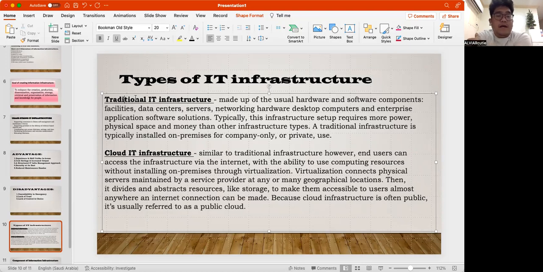So dito sa cloud IT infrastructure, for example, sa system namin dito sa Saudi, meron kaming ginagamit na Epic. Yun yung cloud infrastructure na na-access namin, na-access din ng other end server. So pareho kaming may access. But yung data nila na nakukuha, yung data ng pasyente for example, nakukuha namin, nakukuha din nila. So ganun yung mga example ng cloud IT. Sila yung may control din sila.